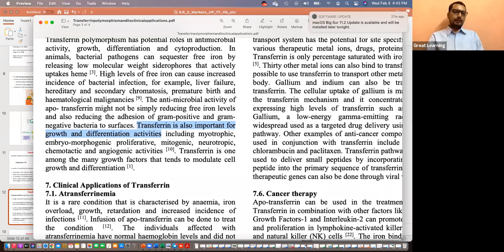Okay, the second point I want you to write is its antimicrobial activity. Transferrin also shows antimicrobial activity, meaning it can kill pathogens and microorganisms. Generally, they thought it could be because iron is important for bacterial growth. So if transferrin is there, what will it do? It will capture the iron. Then bacteria will not receive enough iron, thereby limiting the nutrients required for the bacteria to survive.